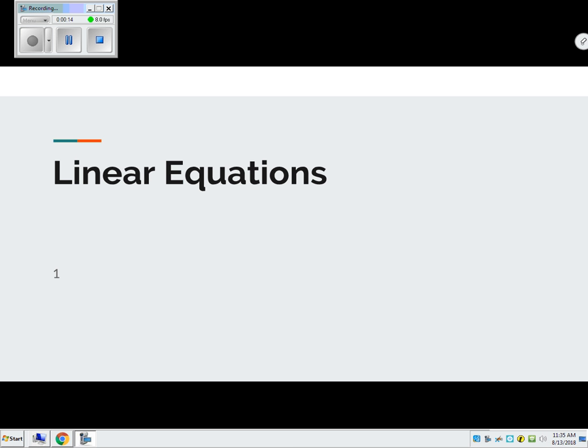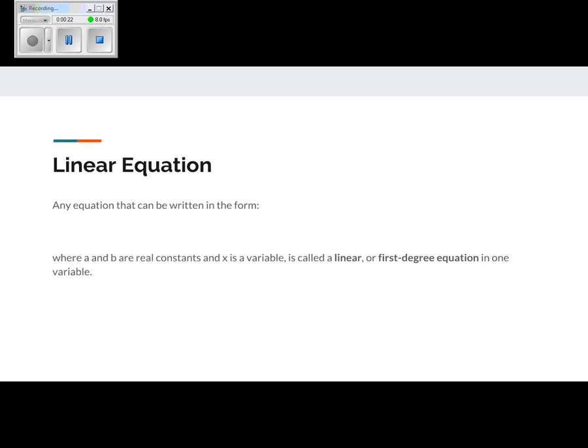This first unit, we're going to be looking at just being able to solve many different types of equations as we get going with pre-calc A. So first up, a linear equation.